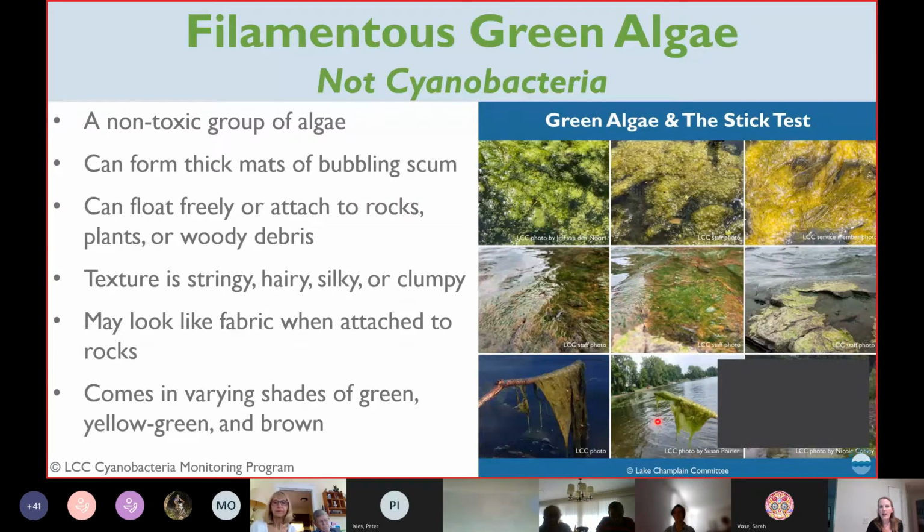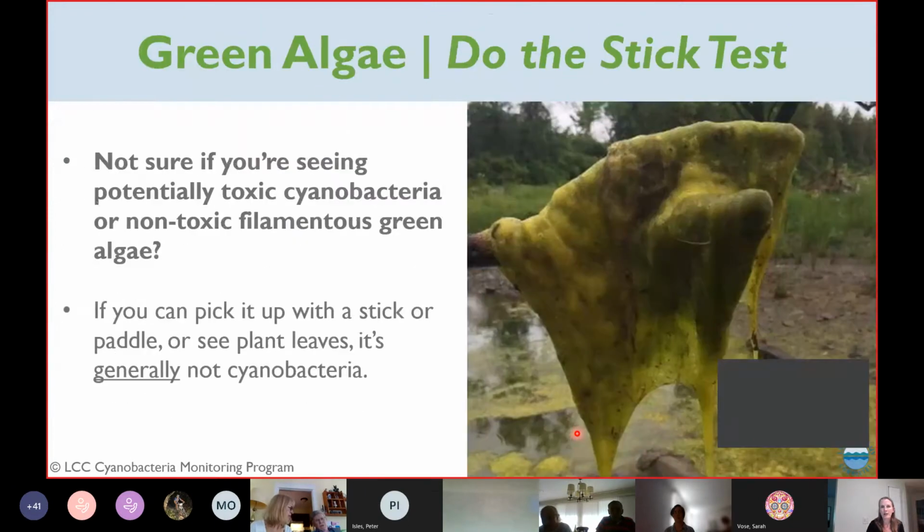And most filamentous green algae you can pick up with a stick. Most cyanobacteria you can't. So do the stick test. It's a good way to help you right off the bat differentiate from green algae. And here you can see this filamentous green algae draping off this stick almost like fabric.